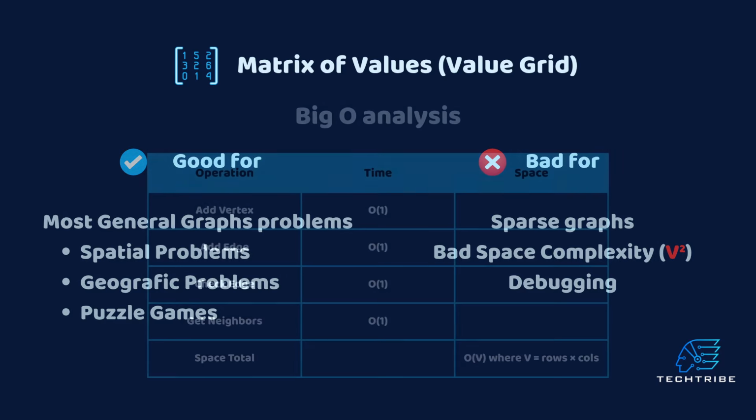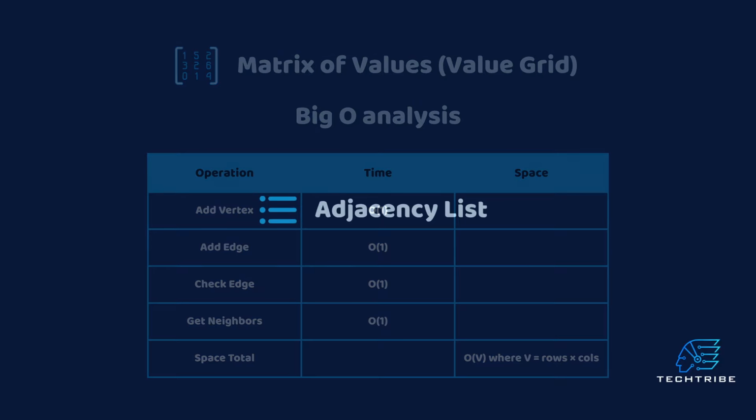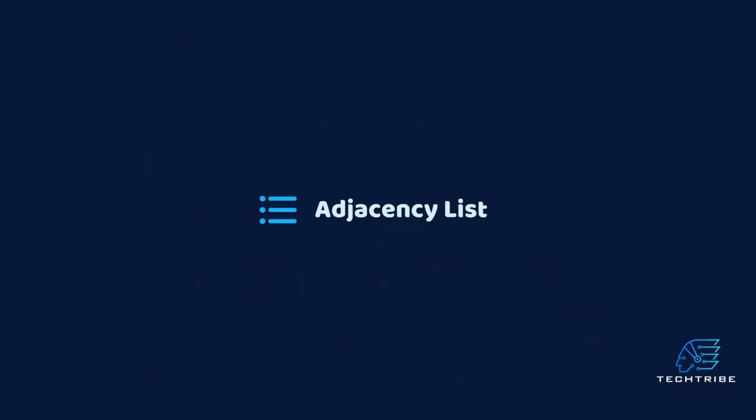So the big O analysis would be all the functions that we will implement today is O of 1, and the space complexity will be O of V, where V is equal to rows times columns. So yeah, as you can see, it's a much better approach than the previous one. Let's now talk about our approach, which is Adjacency List.